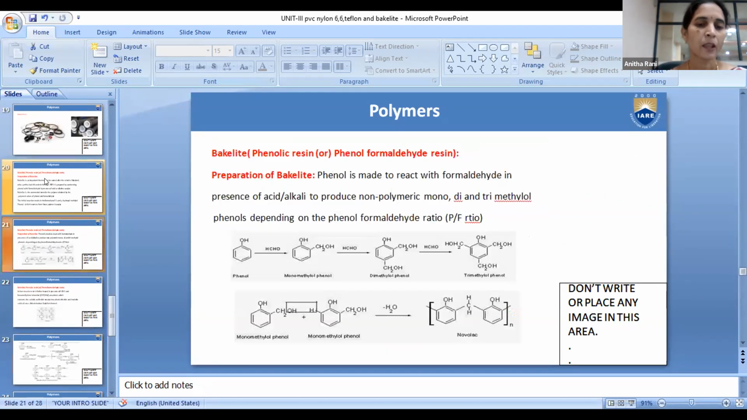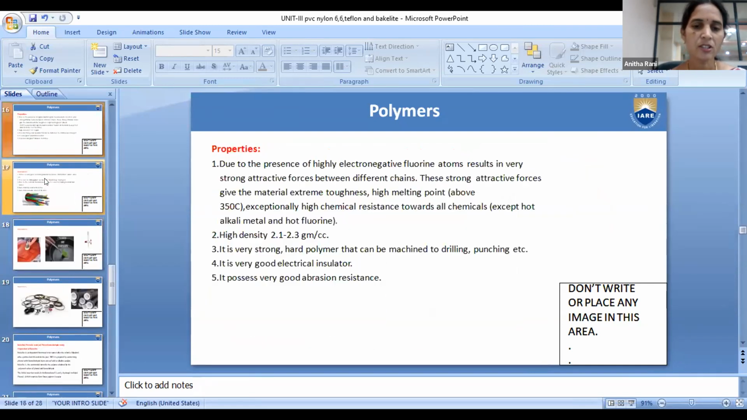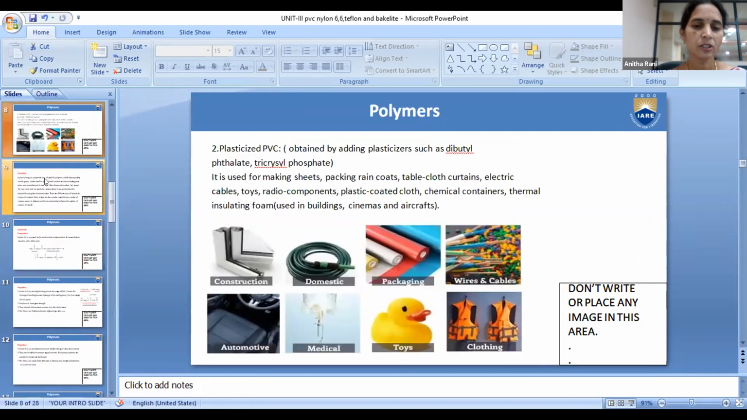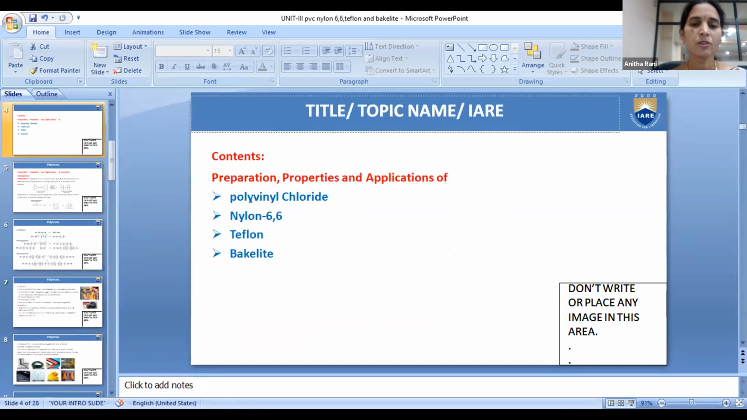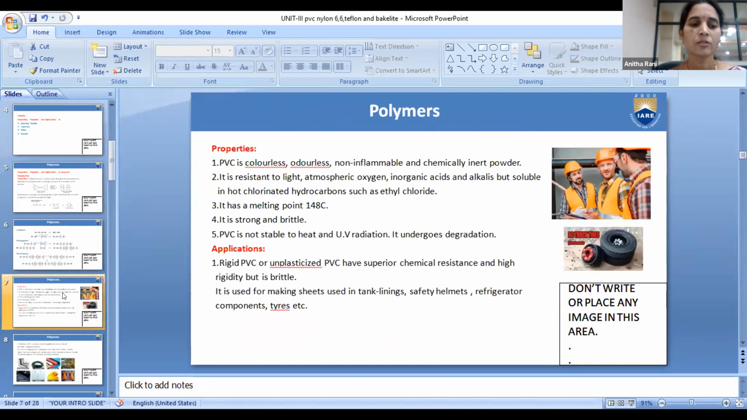Now, 4 polymers are there that we have to discuss. Students, you can see these 4 we are discussing. We completed 3. The 4th one is Bakelite. So you can take your chemistry notes and keep them in horizontal way.